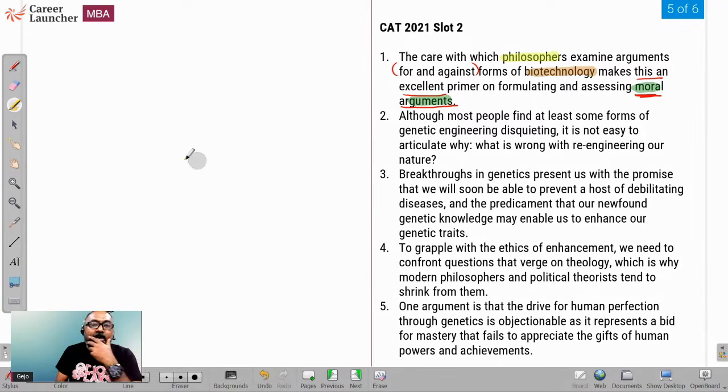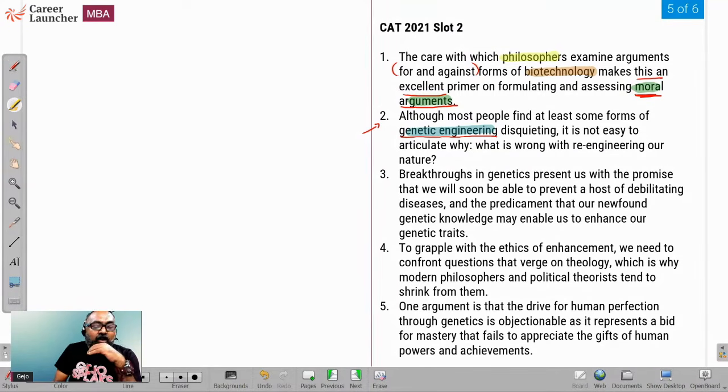Nice, good. Although most people find at least some form of genetic engineering disquieting, it is not easy to articulate why. What is wrong with re-engineering our nature? So okay, biotechnology, genetic engineering will be sort of a part of it, but we don't know. This sentence is saying that many people find at least some form of it bad, but cannot say why. We don't know why. Fair enough.